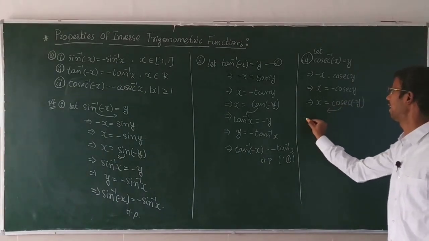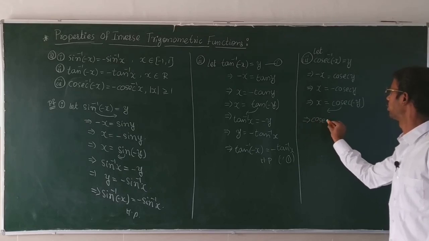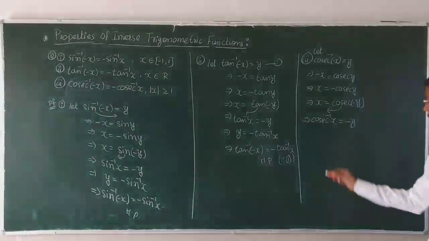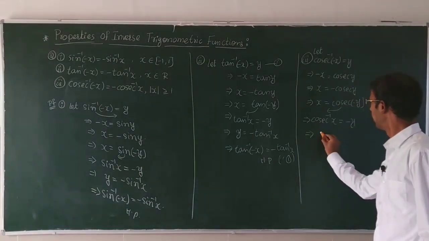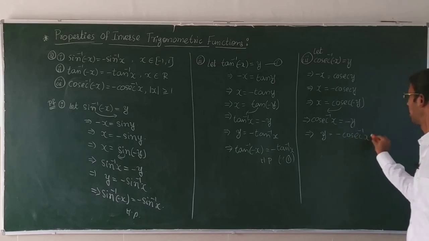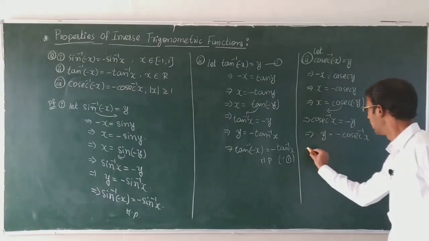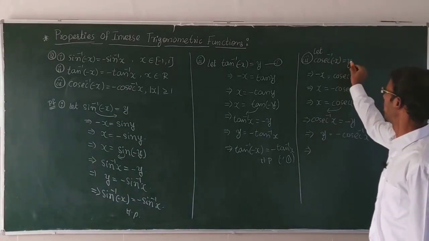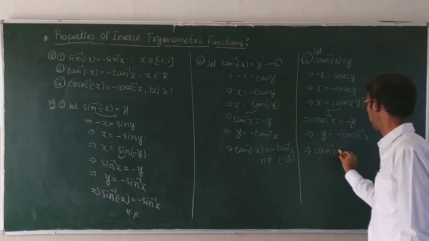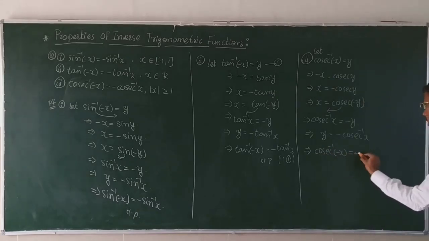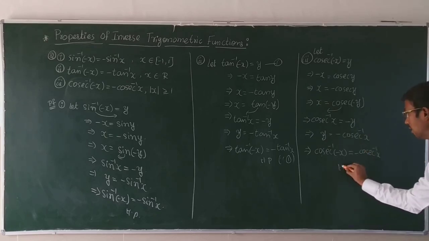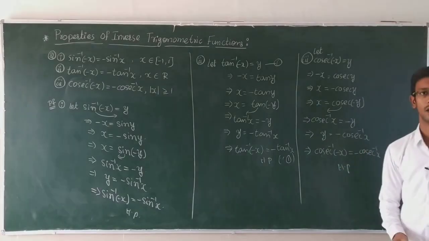Now cosecant inverse on the left side, this will become cosecant inverse x is equal to minus y. Y is equal to minus cosecant inverse of x. What is the y? If you take this as 1, y value is cosecant inverse of minus x is equal to minus cosecant inverse x, and proved.